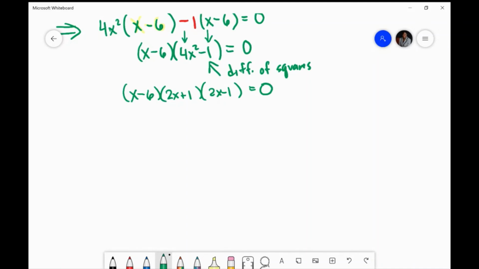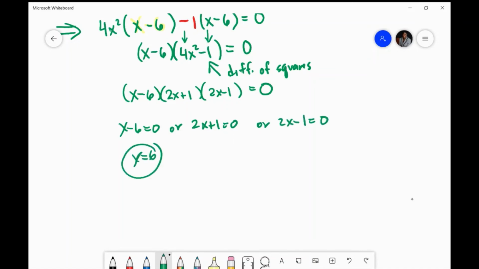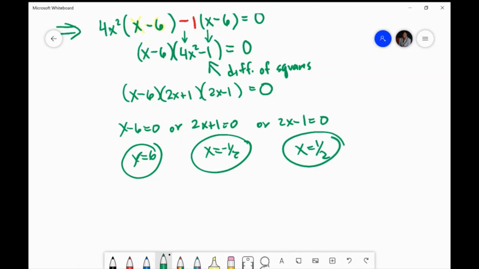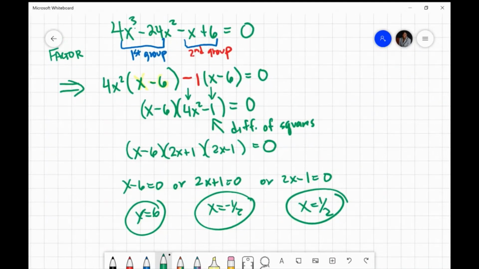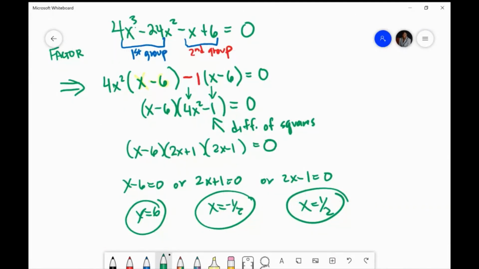So we have three different factors. x minus 6 equals 0. We're going to set them all equal to 0 and solve for x. So you're going to get 6 as one solution, negative 1/2 for another solution, and positive 1/2 for the last solution. Sounds good? Yes, ma'am.